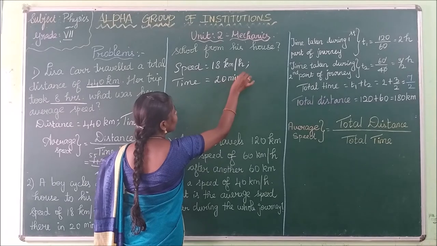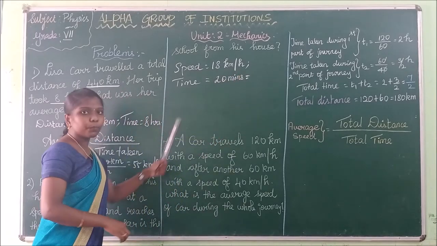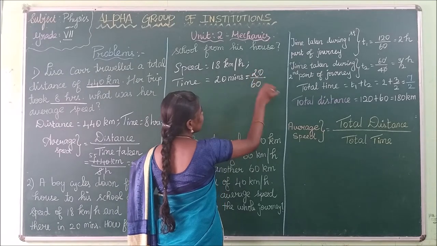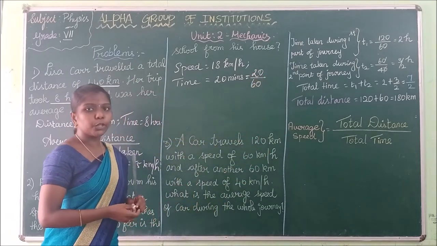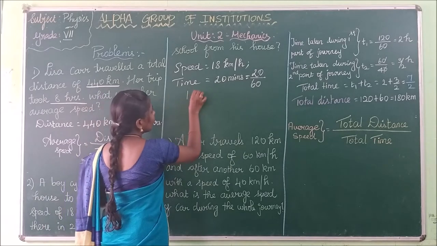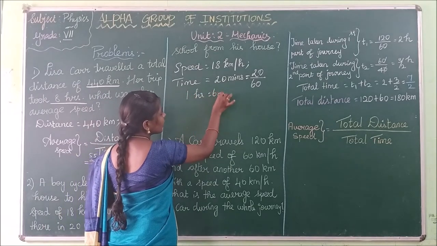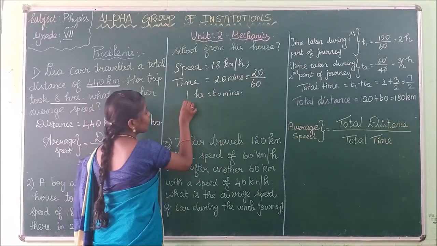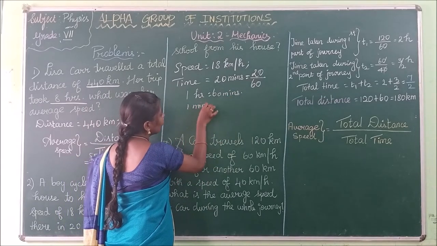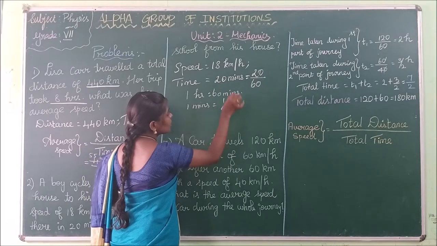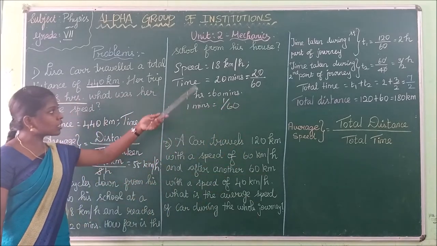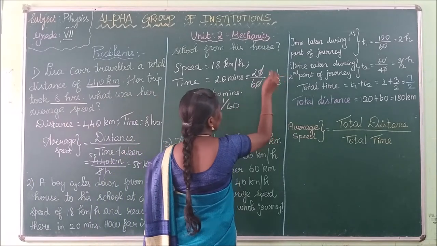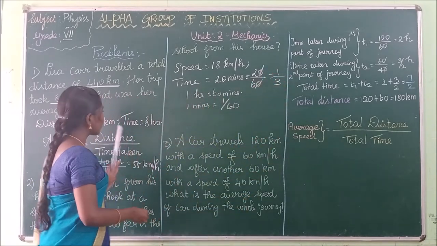You have to convert this minute to hour. So you have to divide 20 by 60. 60 minutes is equal to 1 hour. So, to convert minutes to hour, you have to divide. 1 minute is equal to 1 by 60. So for 20 minutes, 20 by 60 is what will be the answer? 1 by 3.